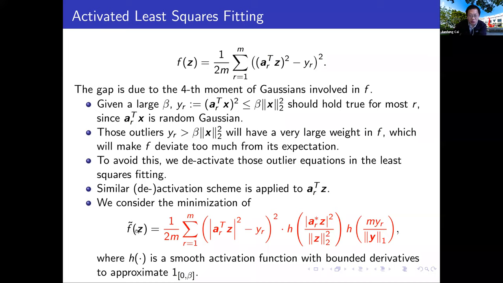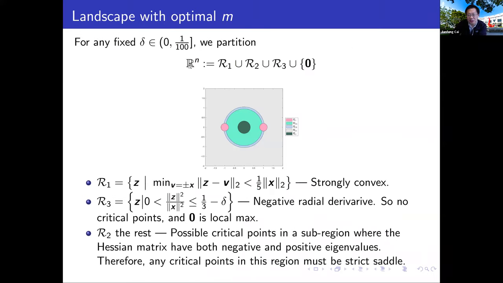Then we can show that when m equals order of n, indeed this activated least squares fitting can have a very nice landscape. So here is our result. We first partition the domain into this R1, R2, R3, and zero. R1 is just these two pink dots. They are the neighborhood of global minimizers. We show that in this R1, this f tilde function is just strongly convex. And R3 is just this darker green region. It's the neighborhood of zero.